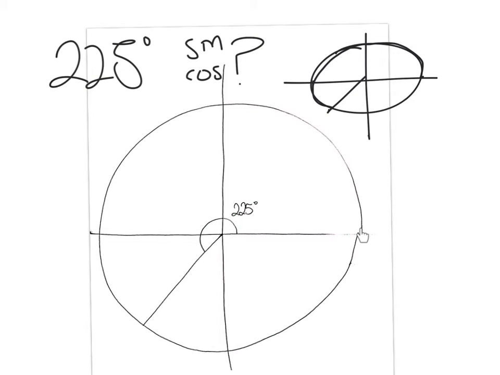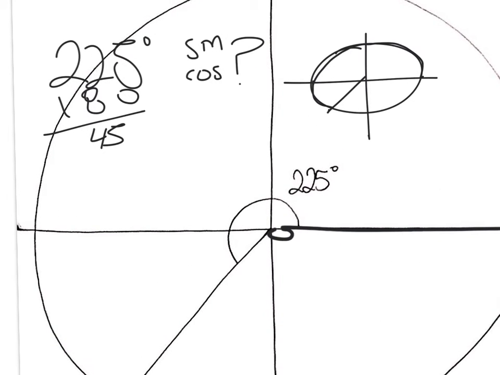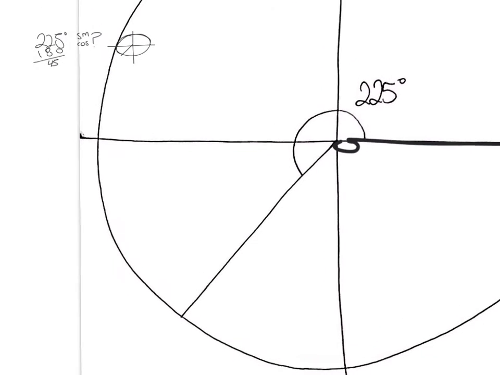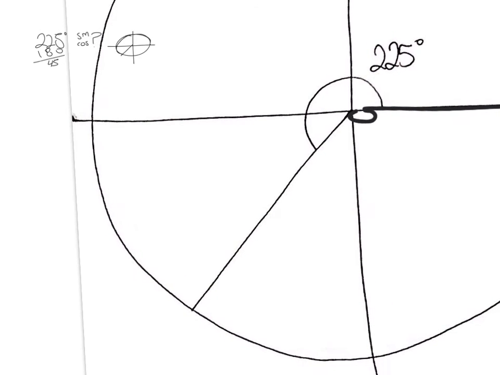So, again, angle always starts here. And we're imagining this line rotating around here. So, it rotates up to 90, and then 180, and then another 45 degrees. What we're interested in is our reference angle, which is this little guy here. Again, 225 is 45 degrees more than 180.